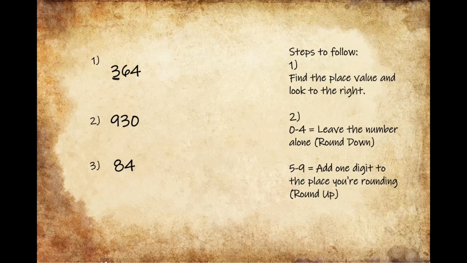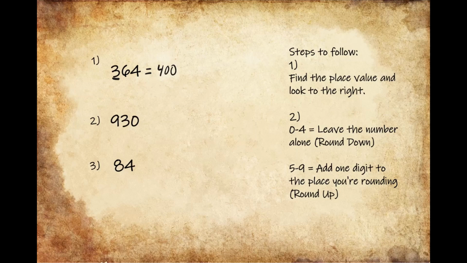So here in 364, the number that's to the right of the place value we're looking at is a 6. So we're going to go ahead and add one digit to it, because we're rounding up, because this digit is between 5 and 9.